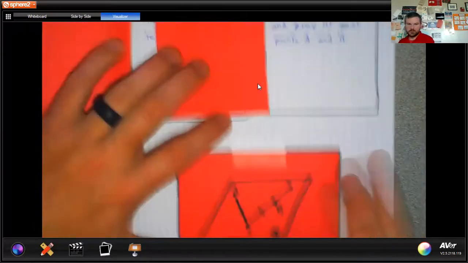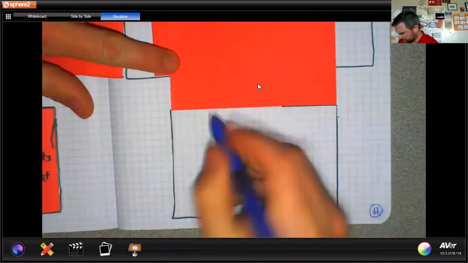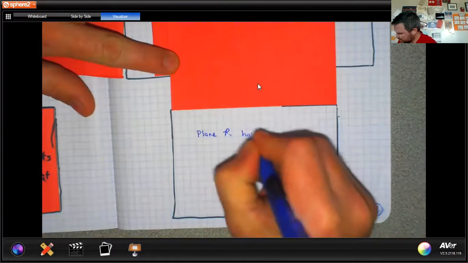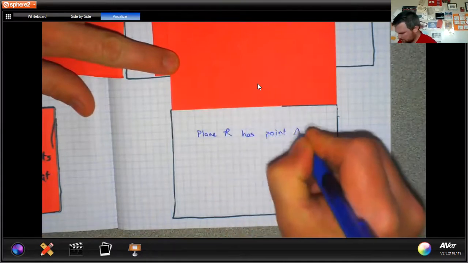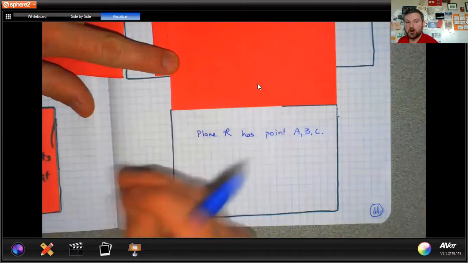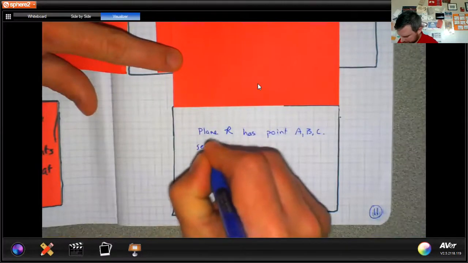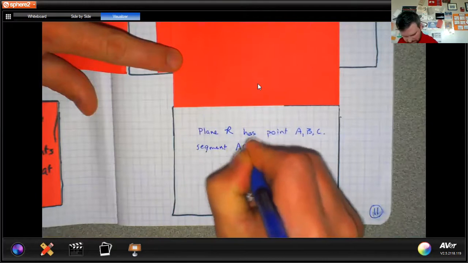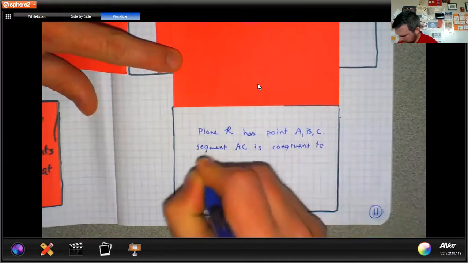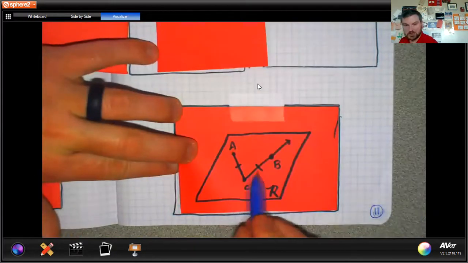Okay, this last one here, we have plane R has points A, B, and C. You could have said points A, B, and C are coplanar on plane R. Okay, just some different ways to look at it. Segment AC is congruent to segment CB. Okay, again, that congruence makes those tick marks.